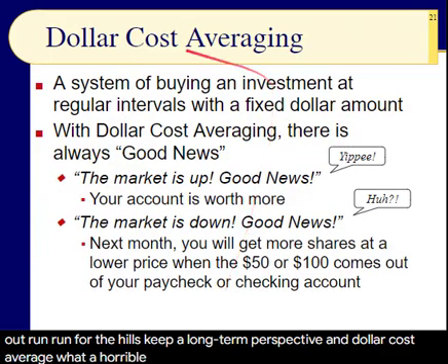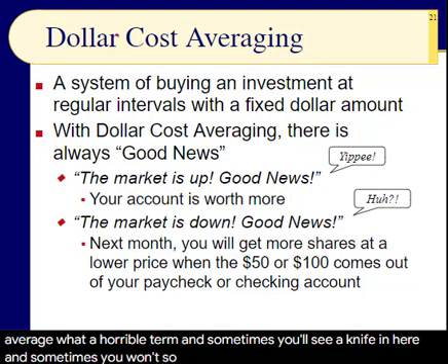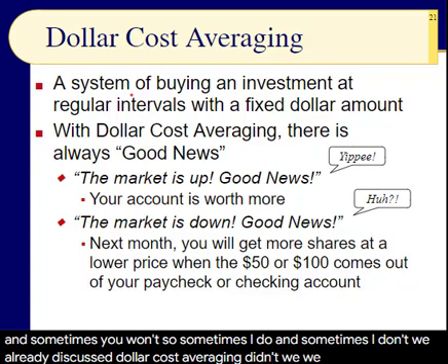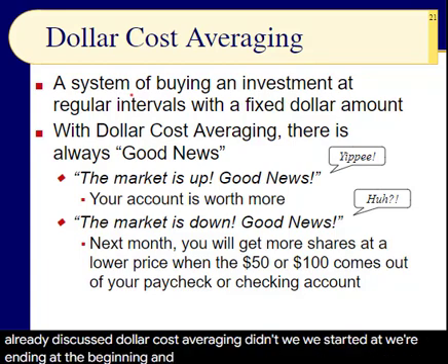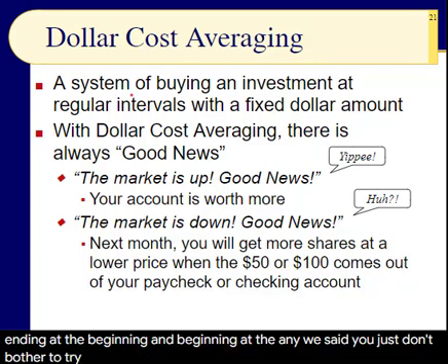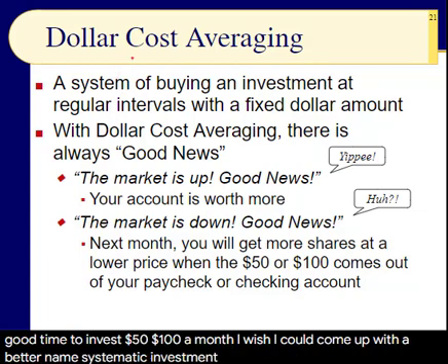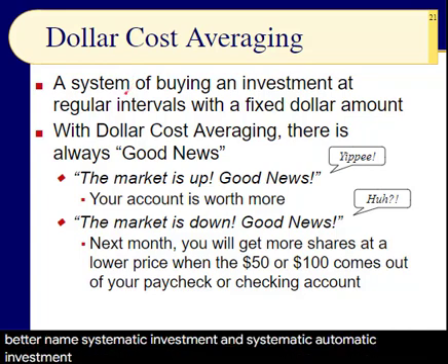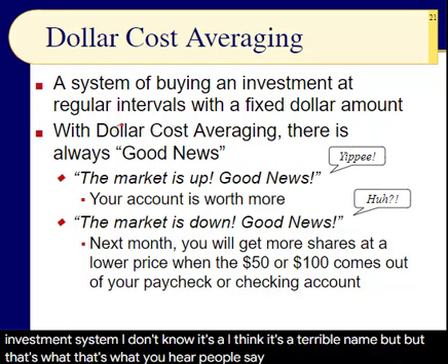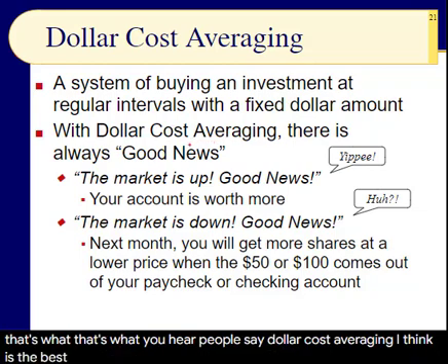What a horrible term. And sometimes you'll see a hyphen here and sometimes you won't. So sometimes I do it and sometimes I don't. We already discussed dollar cost averaging, didn't we? We're ending at the beginning and beginning at the ending. We said you just don't bother to try to decide when the best time to invest is. Every month is a good time to invest. $50, $100 a month. I wish I could come up with a better name. Systematic investment, systematic automatic investment system. I don't know. I think it's a terrible name, but that's what you hear people say. Dollar cost averaging, I think, is the best. I've tried to come up with a better name.